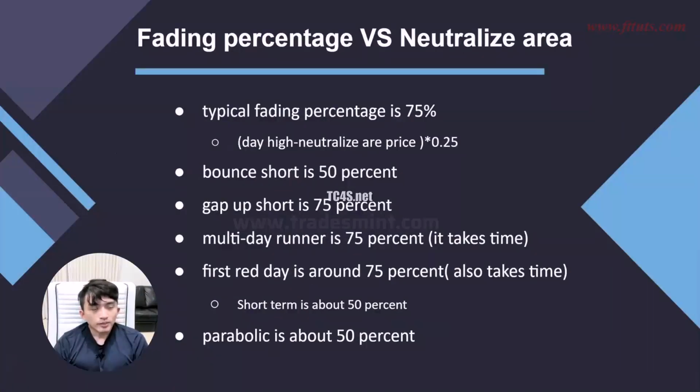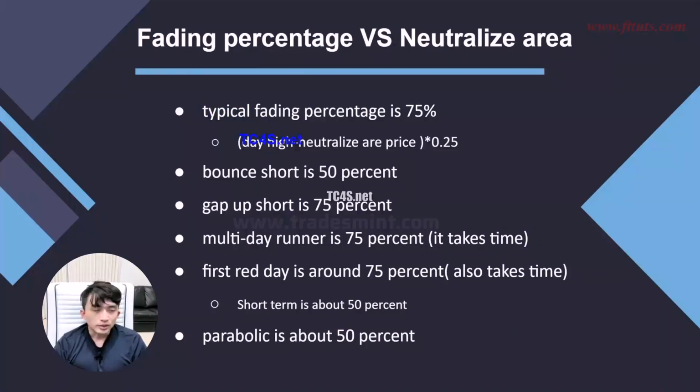All right, right here, I'm going to talk about the fading percentages versus the neutralized area. Those two look very similar, but they're completely different things. So fading percentage is how much the pattern can fade from the top. And typically, the average fading percentage is around 75%. So 75% from the top. And it's day high minus the neutralized area times 0.25. That's where you want to cover.